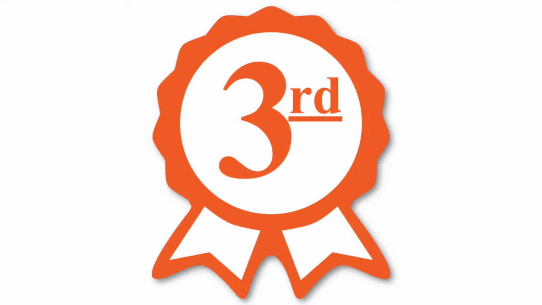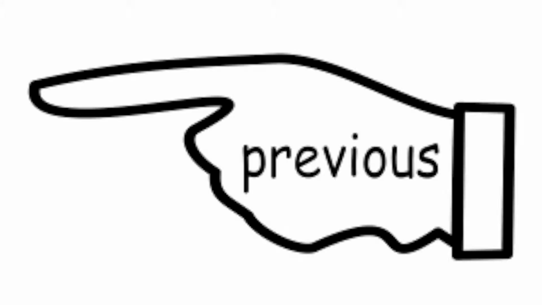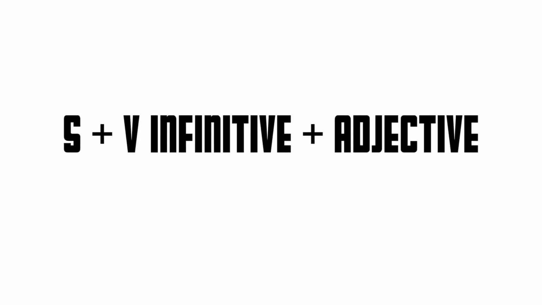The third use for the simple present tense is a state. To talk about a state, either permanent or temporary, the structure is the same as the factual statements. It is still the subject plus the be verb plus the adjective.